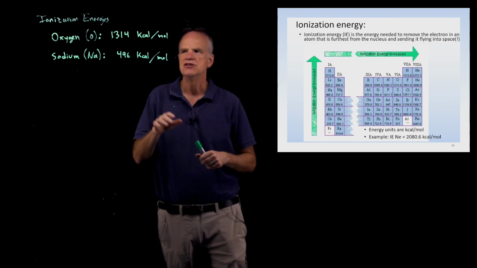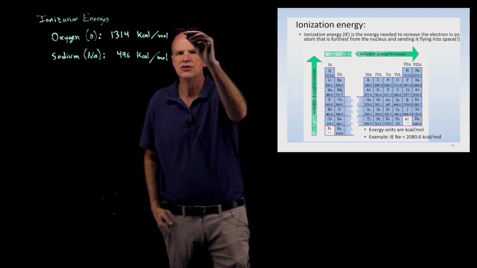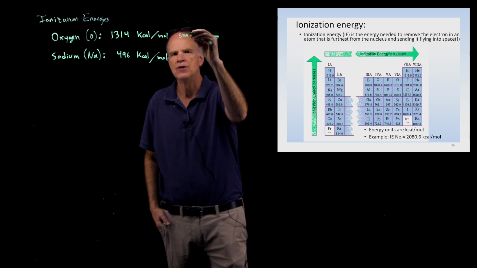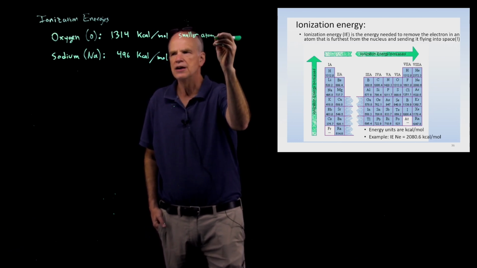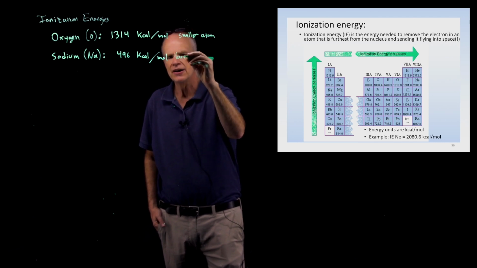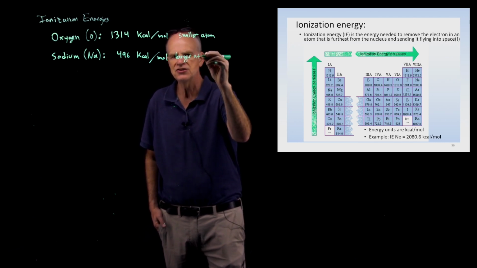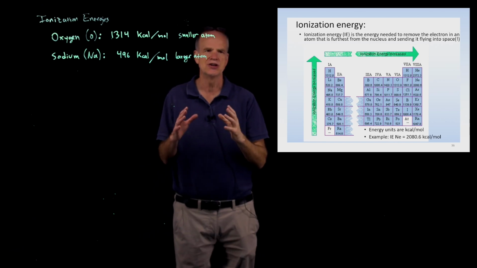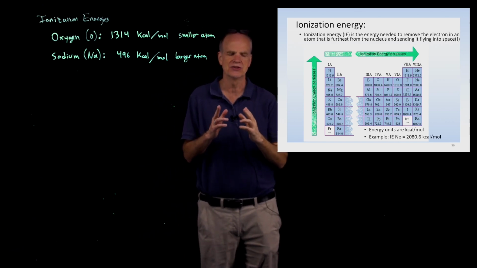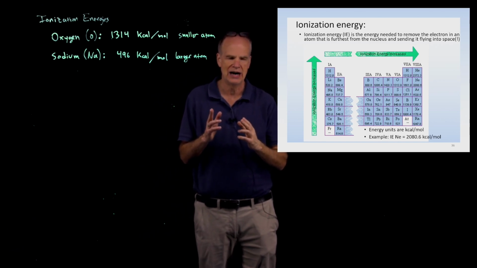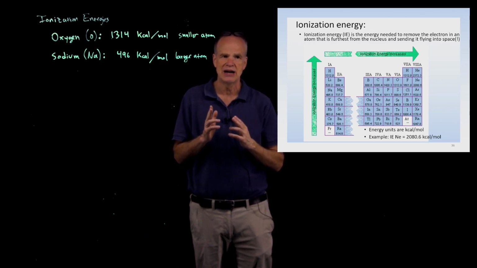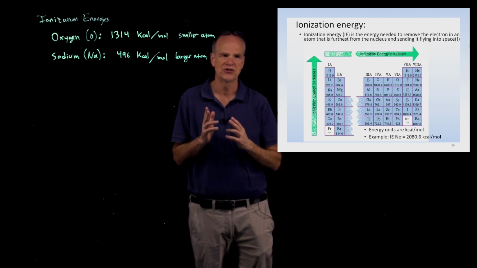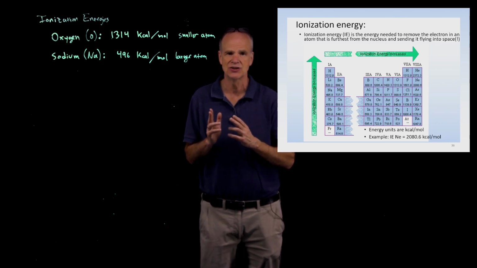The reason is this. You might remember oxygen is a smaller atom, and sodium is a larger atom. So let's think of the implications of this. If oxygen is a smaller atom, the electron that you're trying to pull out from the highest energy level is pretty close to the nucleus. That attraction of the electron, because it's kind of close to the nucleus, is pretty strong. And so you're going to need a lot of energy to knock the electron off.